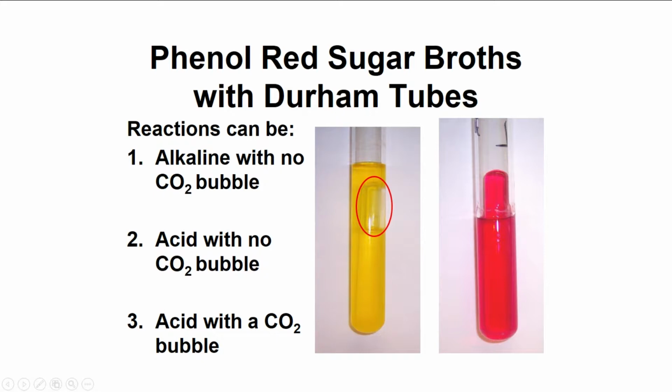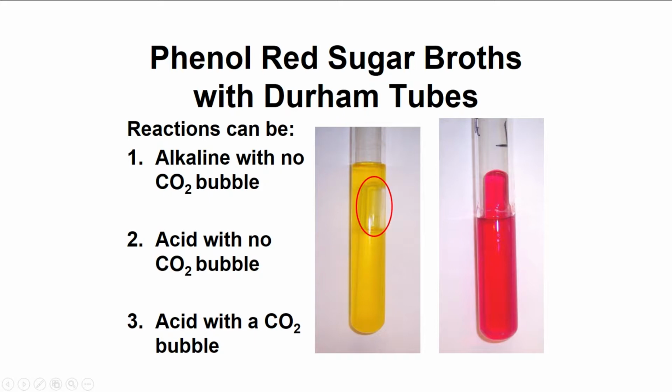You can also be a fermenter, so you produce acid, you're able to utilize the sugar as a fermenter, and you might not be able to produce any CO2. So sometimes CO2 is produced at such small amounts that the bacteria just don't produce enough to measure, so we just can't really see it. So we just say that that's acid with no CO2.